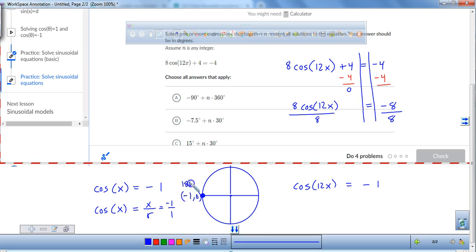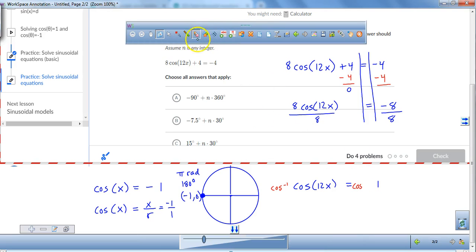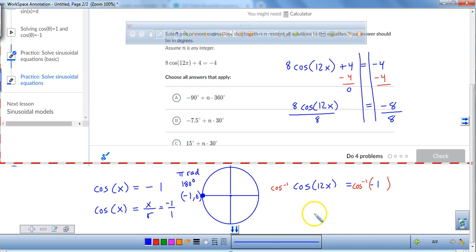Right here at 180 degrees, also known as pi radians. I'll put pi rad. We are at negative 1, 0. That's the only point where the cosine of x is equal to negative 1. So when you're solving this and you apply what's called the inverse of cosine to this negative 1, what you're going to get is 12x equals 180 degrees. But I'm going to go ahead and show you in Desmos.